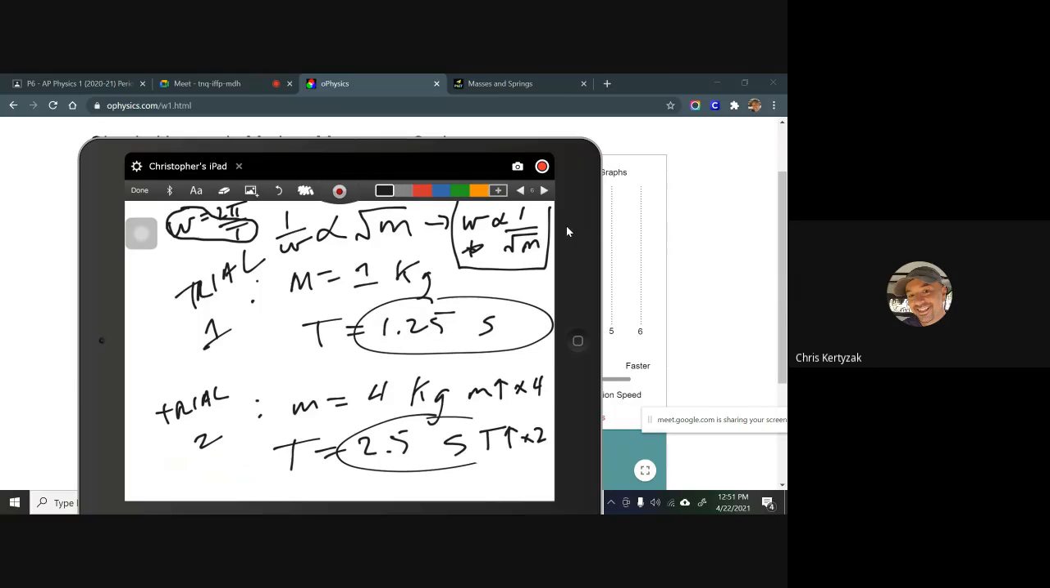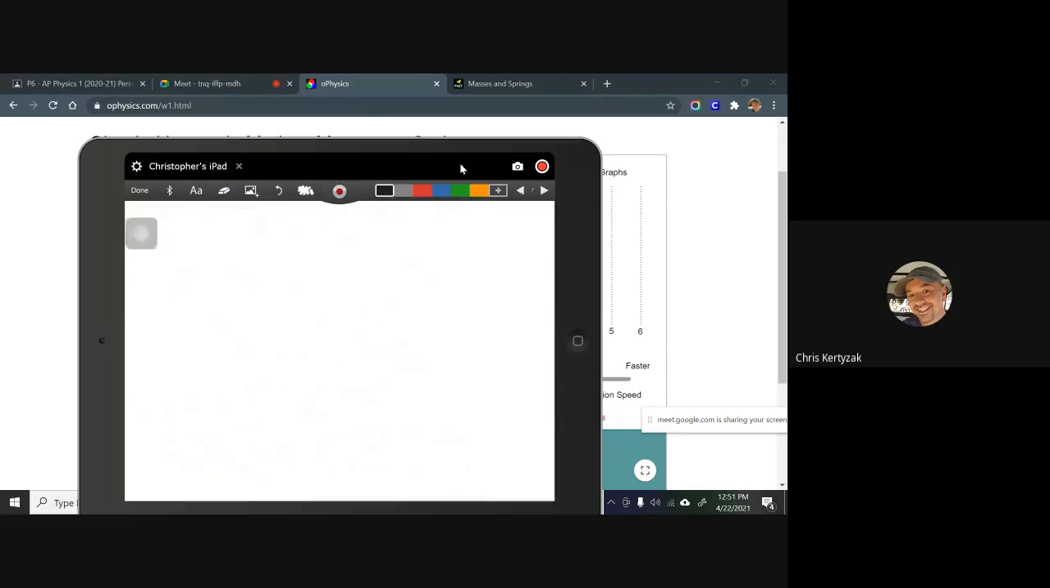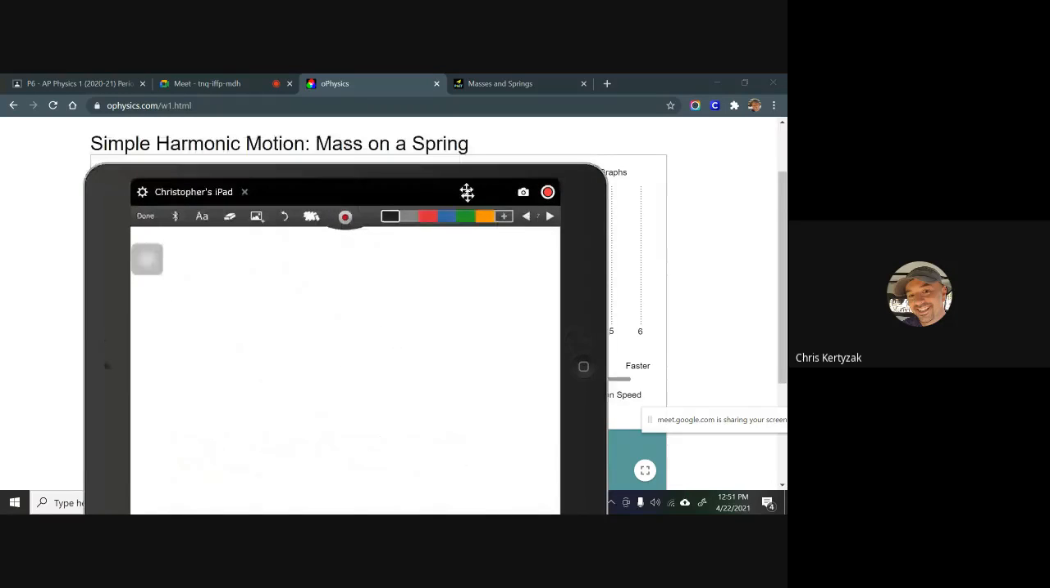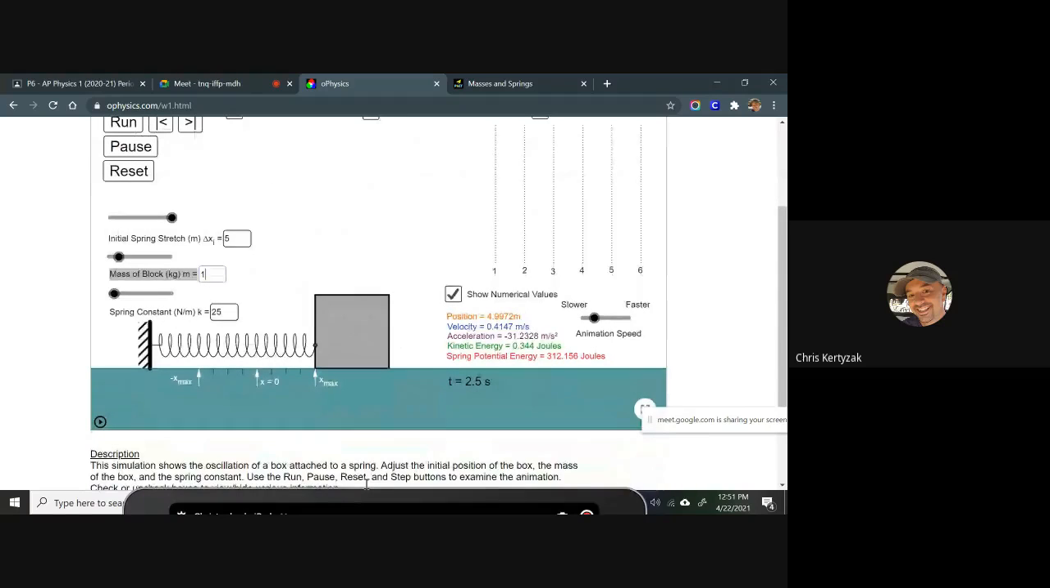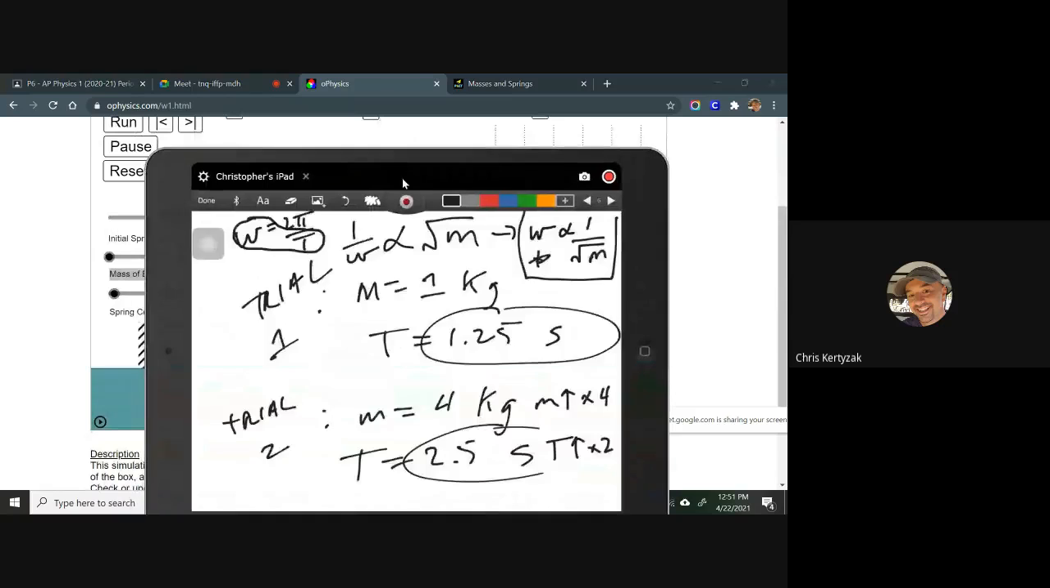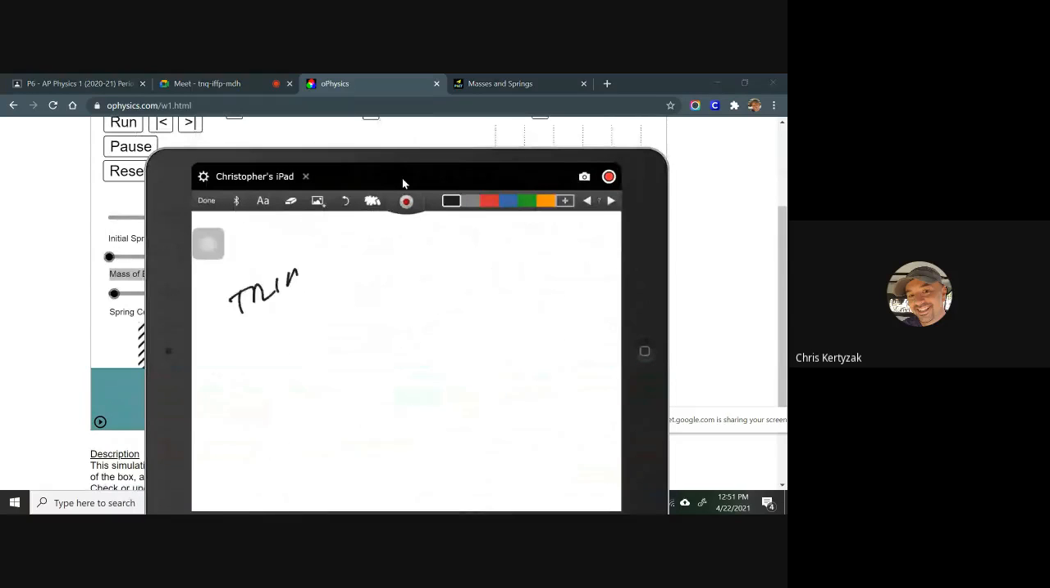And now we do another test to see what is the connection with the spring constant. So I'm going to return back to here, and we'll use the same trial 1 that we had before. What was trial 1? Mass of 1 kilogram, 1.25 seconds. And that was with a K value of 25 newtons per meter.